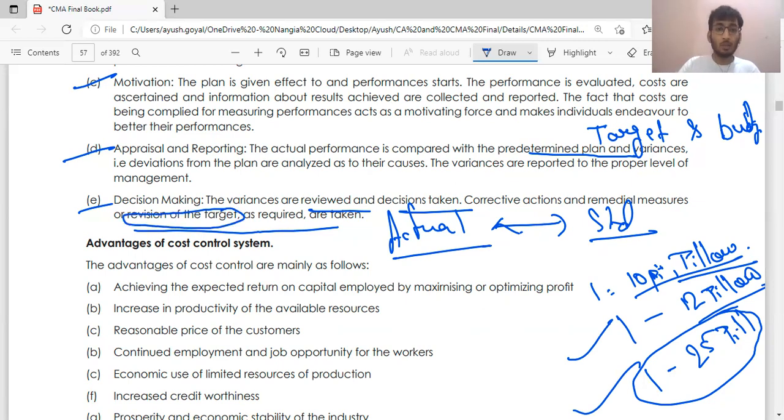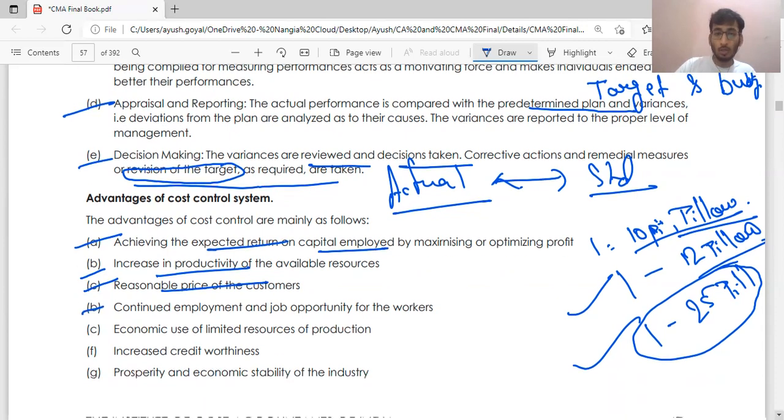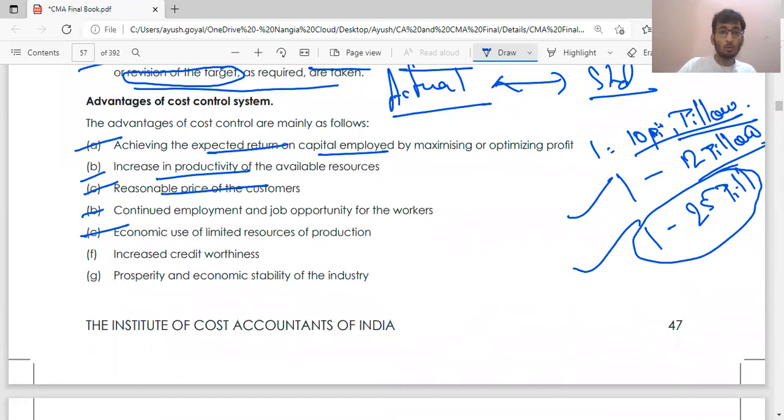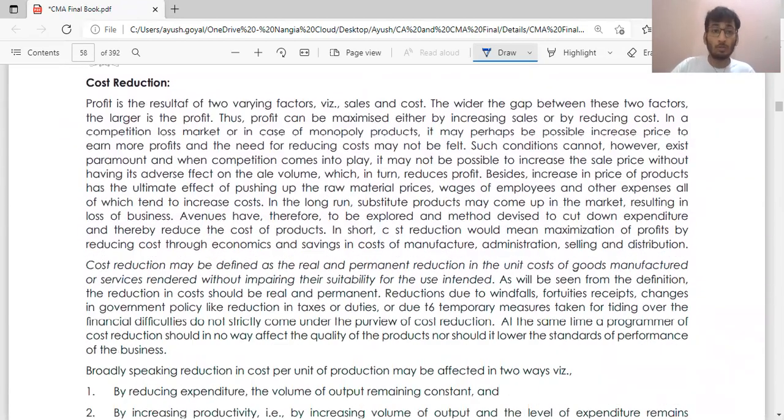Okay, done. Now, what are the advantages of a cost control system? Achieving the expected return on capital employed. Okay, we know that. Increase in productivity. Reasonable price to the customers. Yes, because if we are setting a target cost, it means the price would be somewhat reduced. Continued employment and job opportunity to the workers, economic use of limited resources, increased creditworthiness, and prosperity and economic stability in the industry.